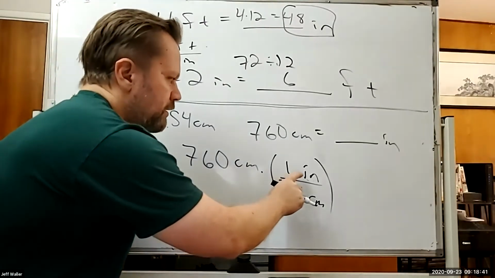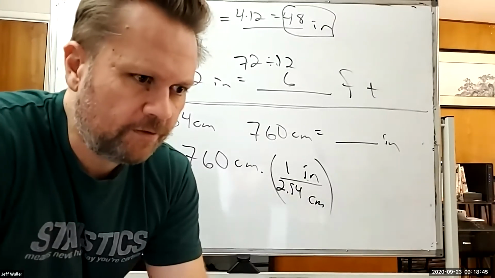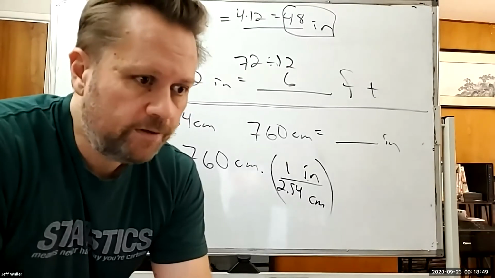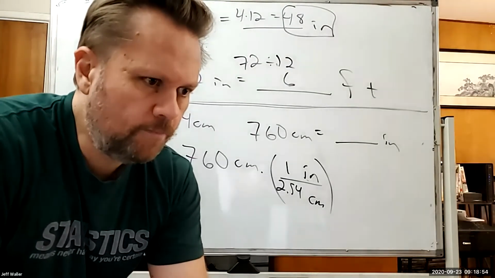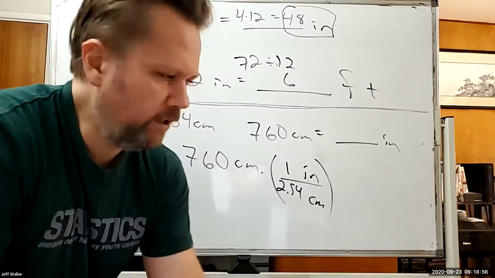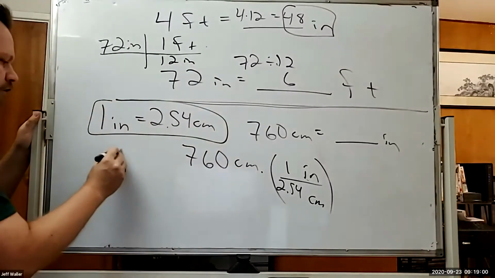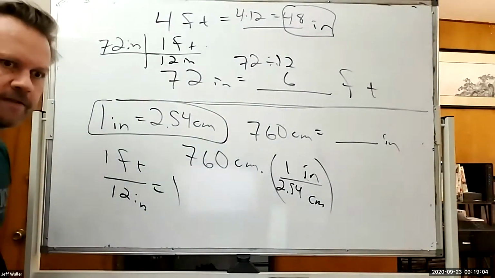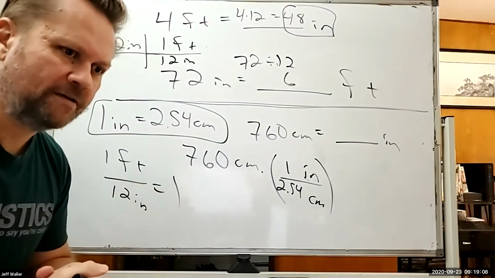So what is 1 inch divided by 2.54 centimeters? You guys, I can just feel you're all like, what's this guy talking about? Aren't they the same? Aren't they equal to each other? Yeah, it's 1. It's sort of like, what is 1 foot divided by 12 inches? It's 1, because they're the same thing. They represent the same thing.